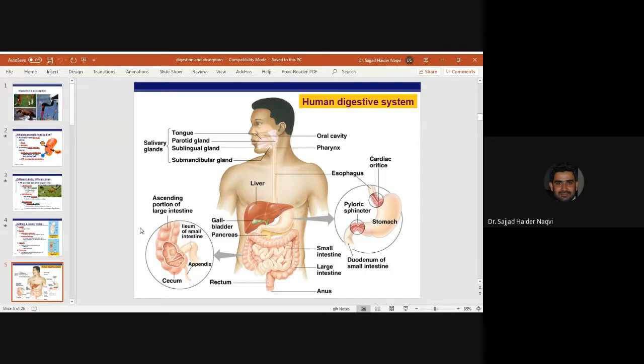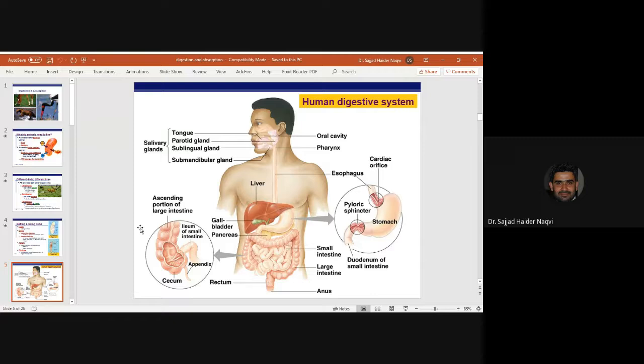Typically, in the stomach, the pH is acidic because of the release of HCl, and that's why it lies between pH 1 to 2. So the enzymes which work optimally in the stomach are those which are optimum in their working at acidic pH.